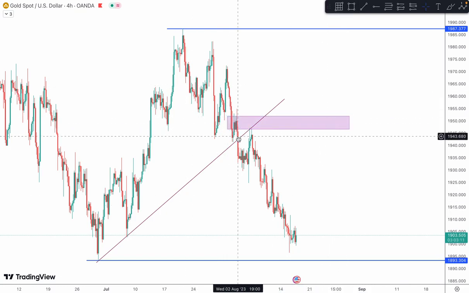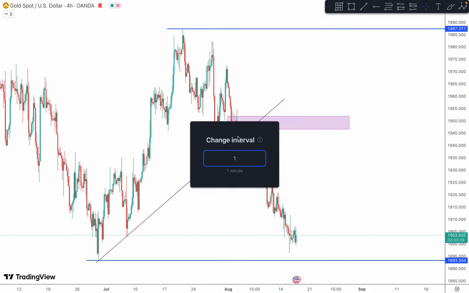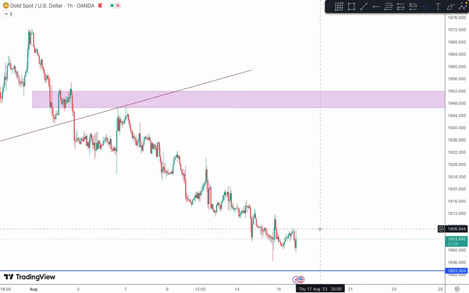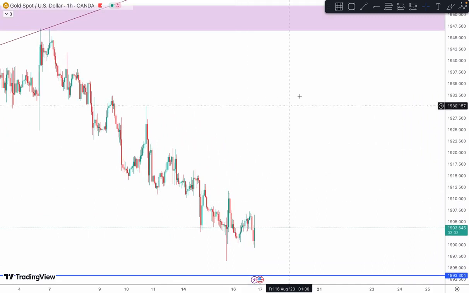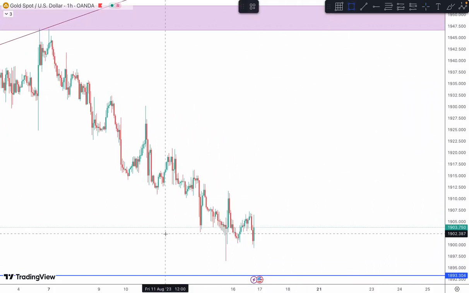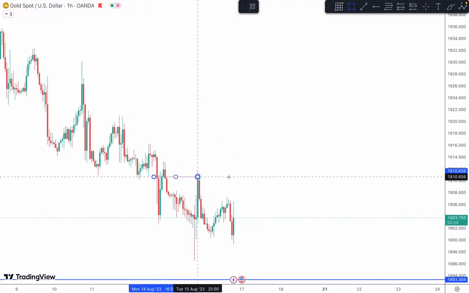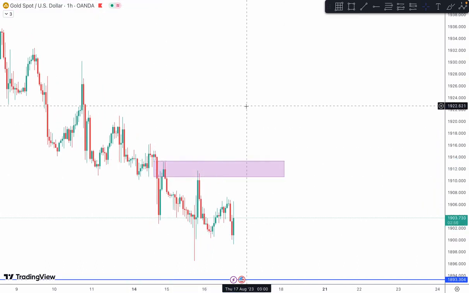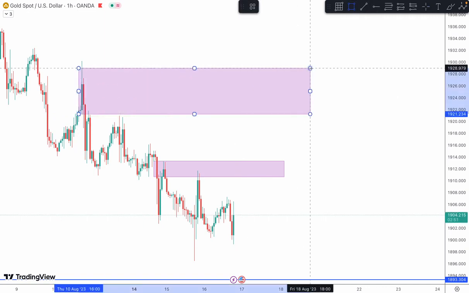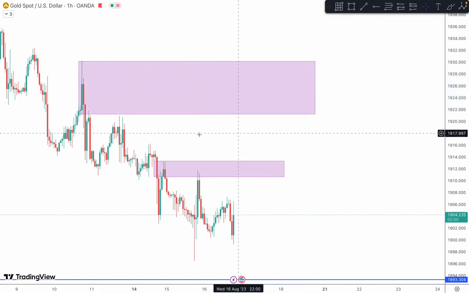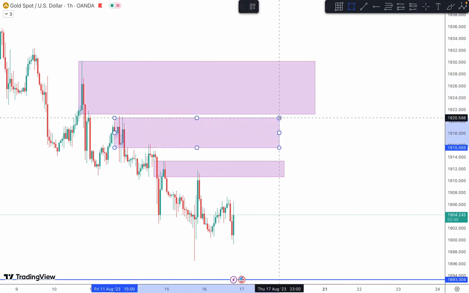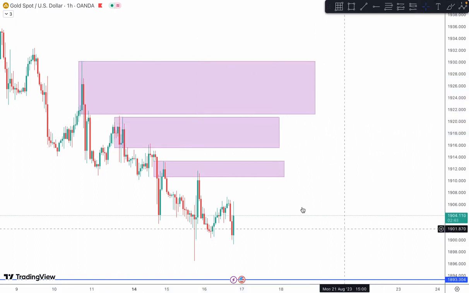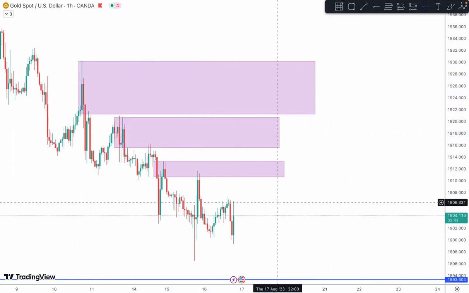Anyways, so right now I know market is bearish, right? So if I go to 1 hour, you can see a lot of patterns here. Look, this is a zone. This was not a zone, but market did not react to this zone, so it's fine. This was not a zone. Okay, so what would you do?